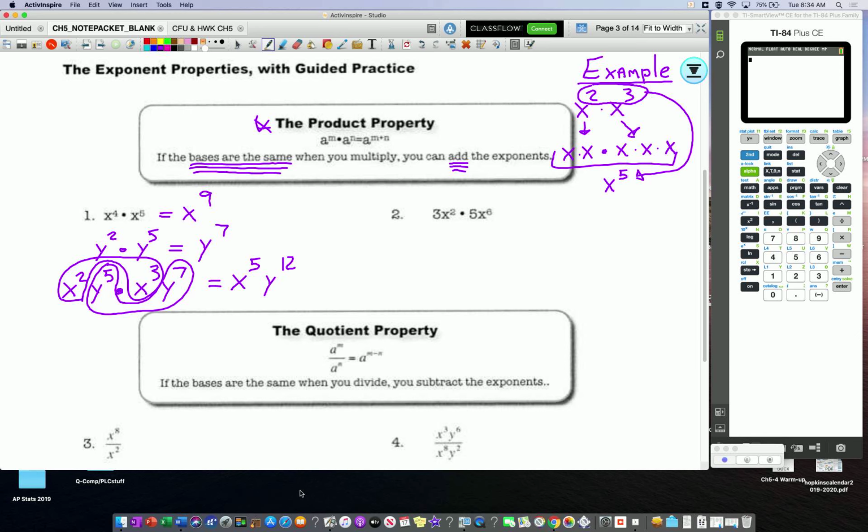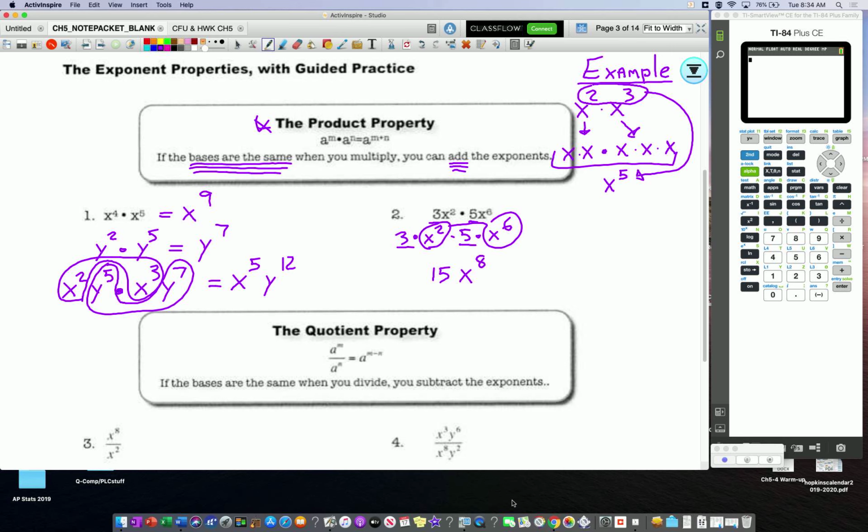Now, the next question becomes, what if I have a number in front? If you just have numbers in front, it's just like multiplying. It's like saying 3 times x squared times 5 times x to the 6th. So multiply the numbers together, 3 times 5 is 15. Now deal with the x's, both the same base: x squared times x to the 6th is x to the 8th.